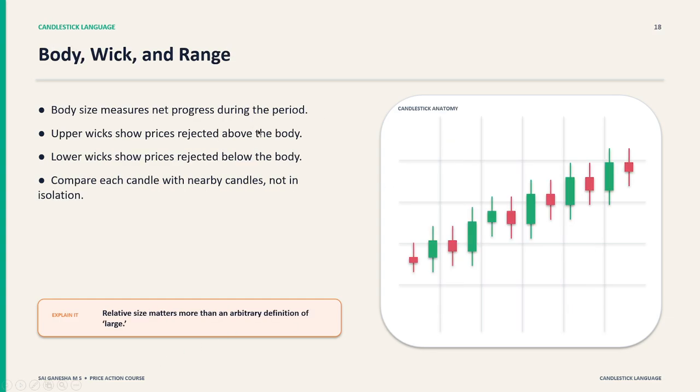Next, let's move on. Body, wick and range. Now let's examine the candle more closely. A candle has three main things we should observe: the body, the wick, and the total range.